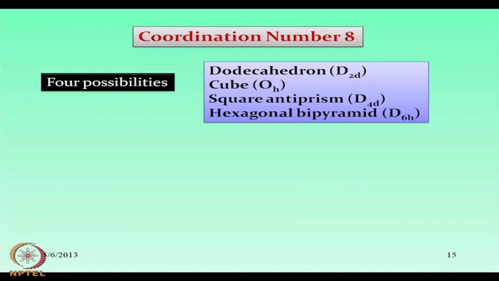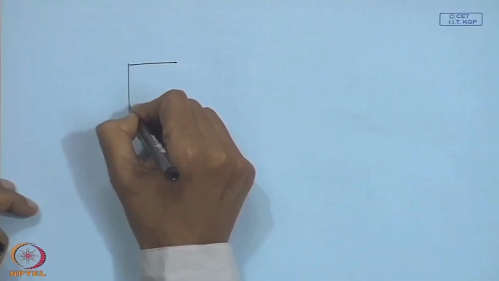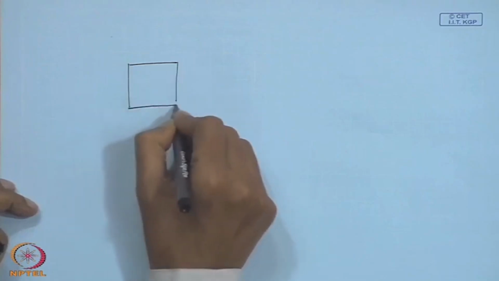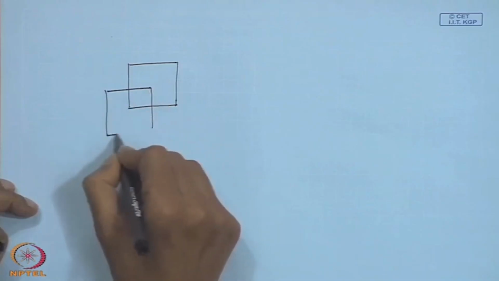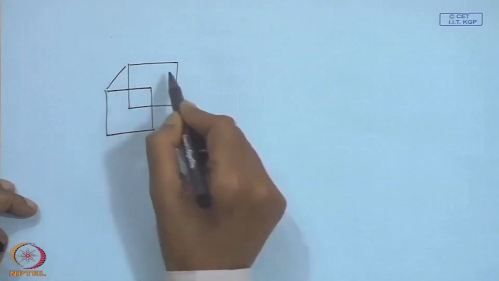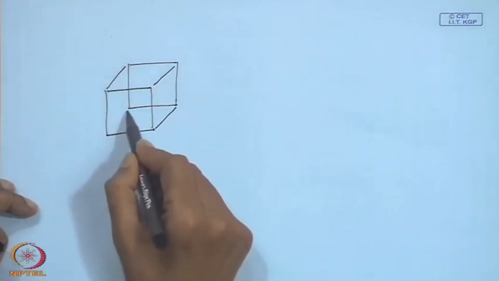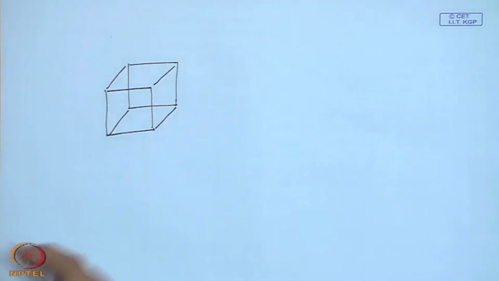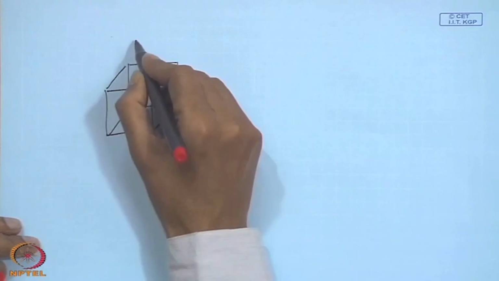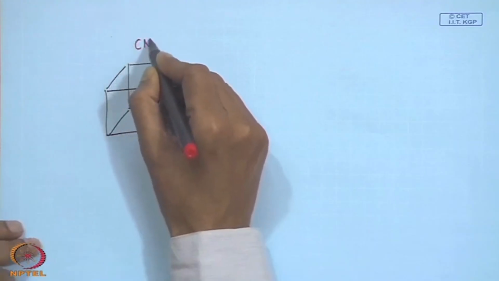So, whatever we are just now discussing about the octahedral geometry can be derived from a typical cube arrangement. So, if we just see how we can draw a nice cube. So, this is the cube. So, how we can derive an octahedral geometry out of a cube, because we are talking about a coordination number of 6.